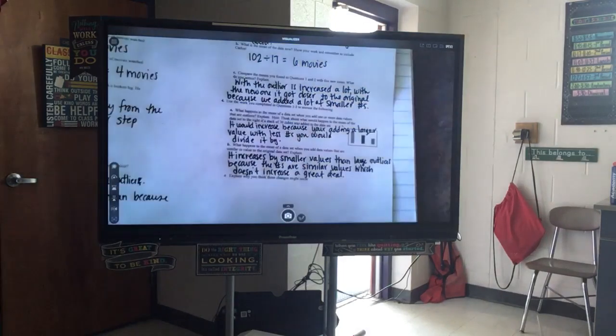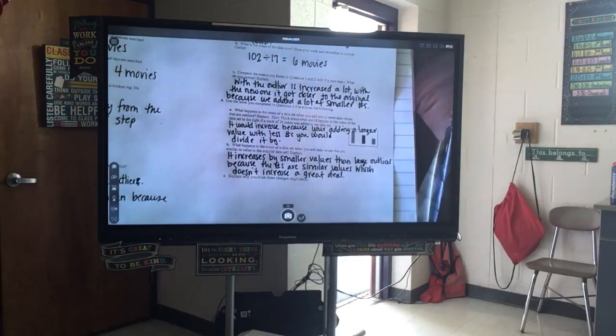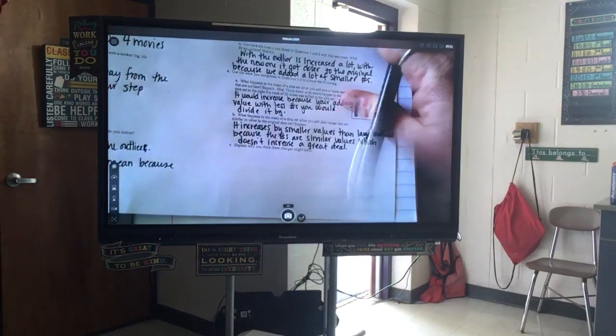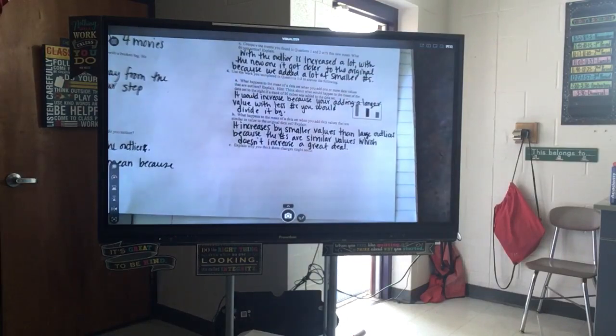Alright, last one. Explain why you think these changes might occur. So why do you think with an outlier it changes so much, and why do you think with similar values it doesn't change as much?